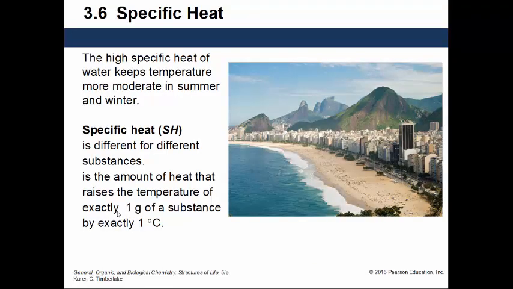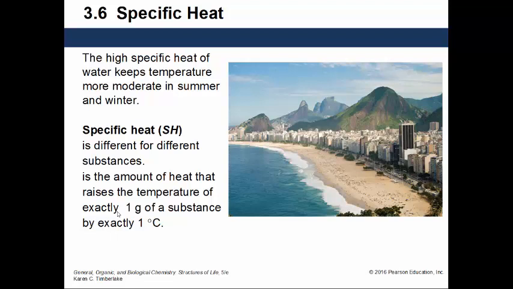All right, next, we move on to what's called specific heat. A substance such as water has a very high specific heat, which helps keep temperatures more moderate in the summer and the winter. And this can vary greatly by substance. The definition of specific heat is the amount of heat that is needed to raise the temperature of 1 gram of a substance by 1 degree Celsius.